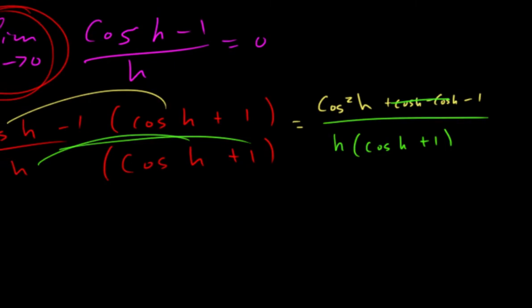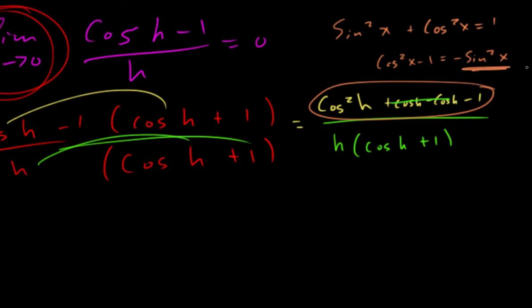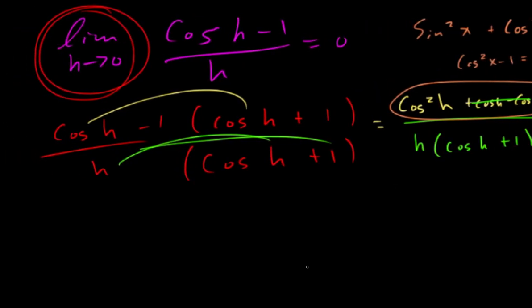Okay, now if you remember the Pythagorean identity, sine squared x plus cosine squared x equals 1. So if we manipulate this to look like cosine squared x minus 1, I'm going to subtract the 1 on this side and subtract the sine squared onto the other side. So I'm going to replace all of this with negative sine squared h. And then we still have our bottom.